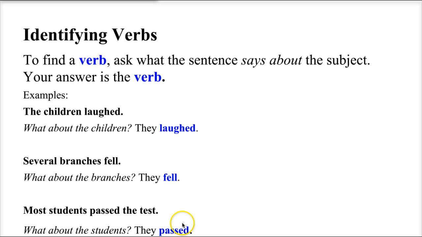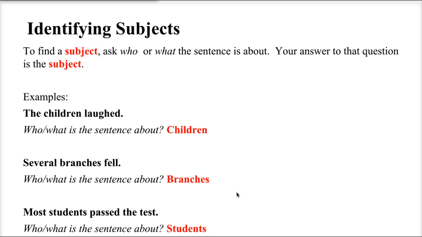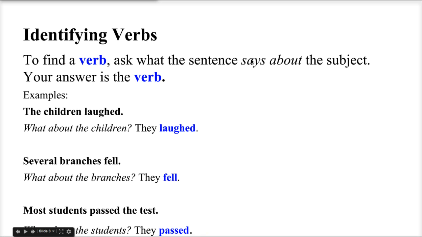They passed. So remember, when we're trying to find the subject, the question that we ask is who or what is the sentence about? And when we're trying to find the verb, the question that we ask is what does the sentence say about the subject?